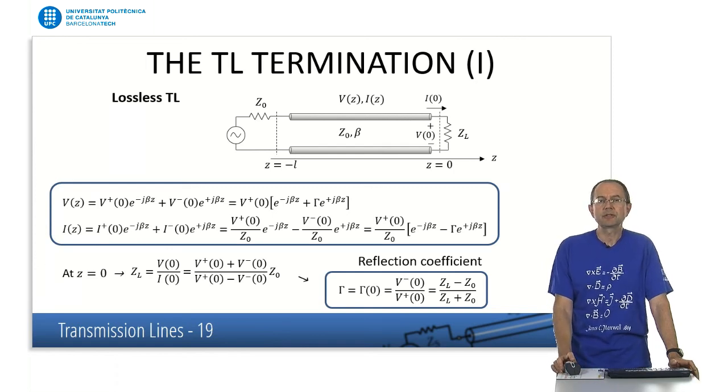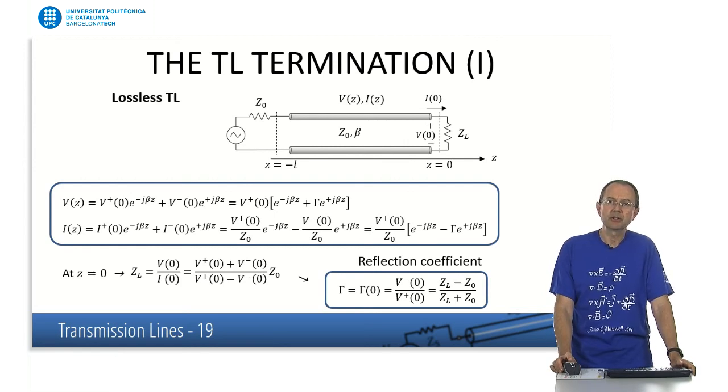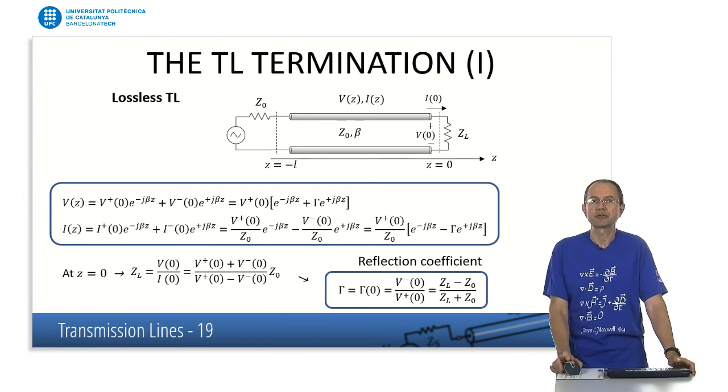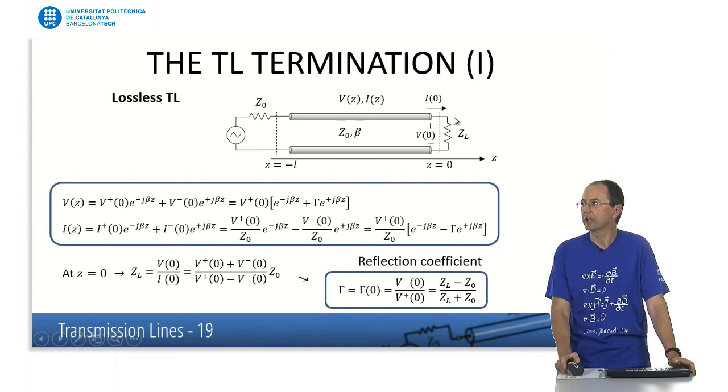Okay, let's try to understand how we have to use transmission lines properly if we want, for example, to optimize the transfer of power between different elements. Say, for example, a generator here on the left, we have the transmission line, and at the end, we have a load.